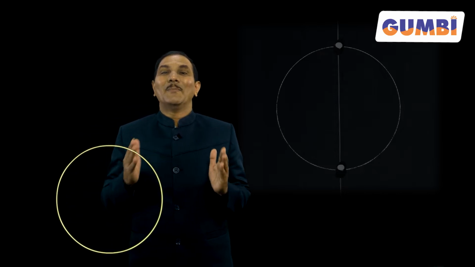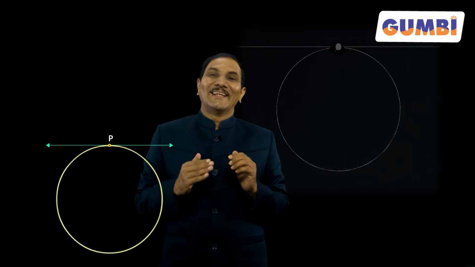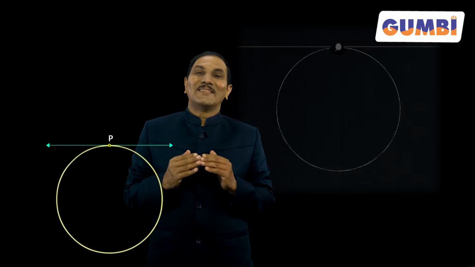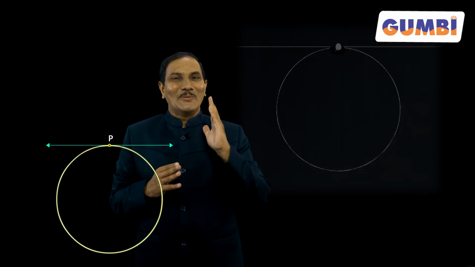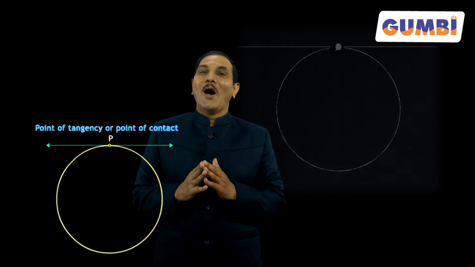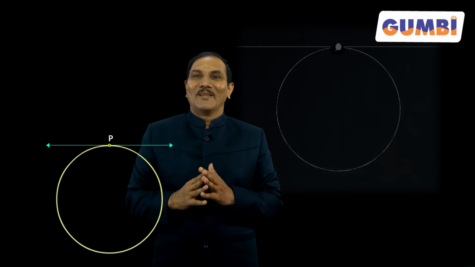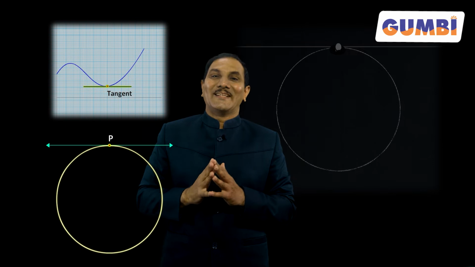Now let's talk about another situation where the line is meeting the circle at exactly one point. Yes, it is touching. The line that meets the circle at one point is called a tangent. Tangent is again derived from the Latin word tangere, meaning to touch. This point where the line is touching the circle is called the point of tangency or the point of contact.